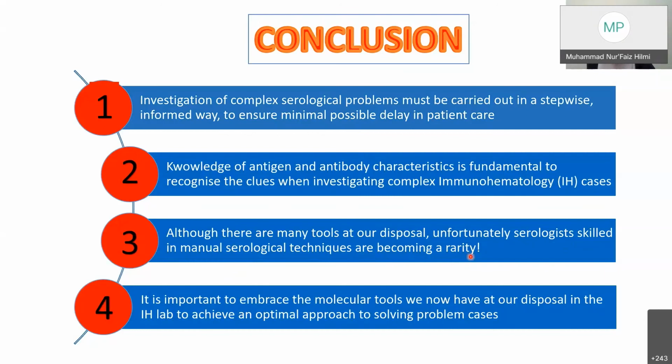This is because most labs nowadays use automation methods that are all interpreted by the analyzer. So it is very important to embrace the molecular tools we have at our disposal in the IH lab to achieve an optimal approach to solving problem cases. For your information, the molecular tools are a complement to the serological methods, because some serological methods cannot detect an antigen, for example in a recently transfused patient. So molecular methods can be used to detect the antigen.